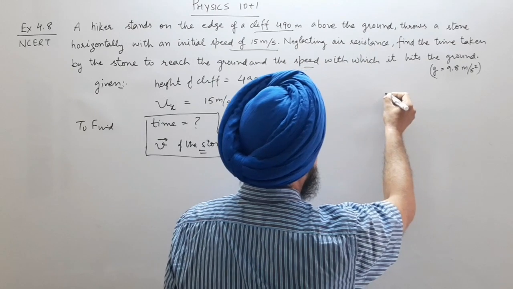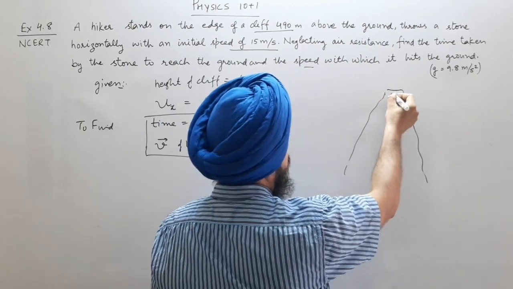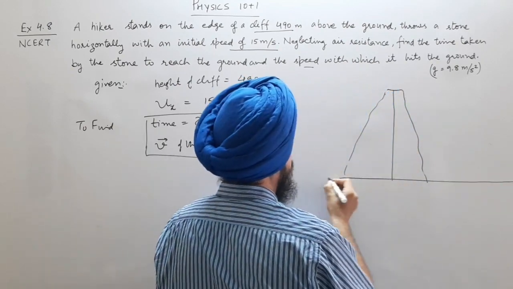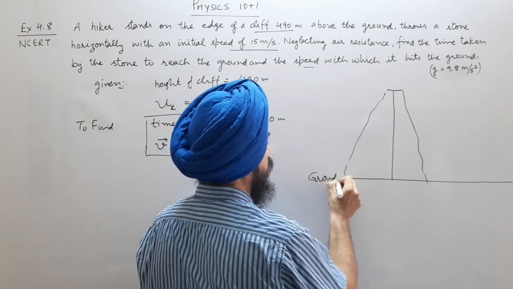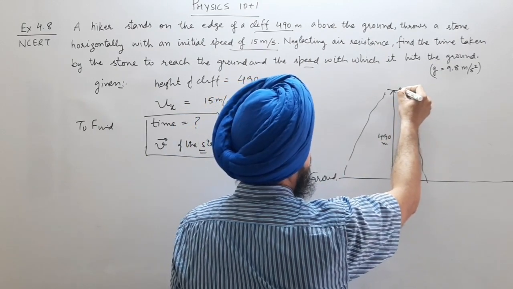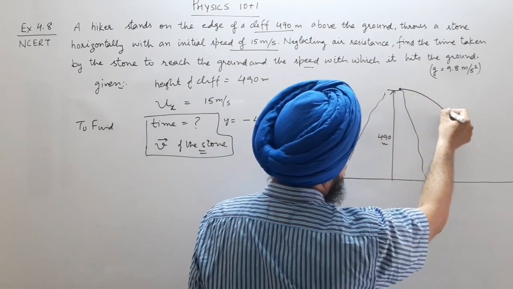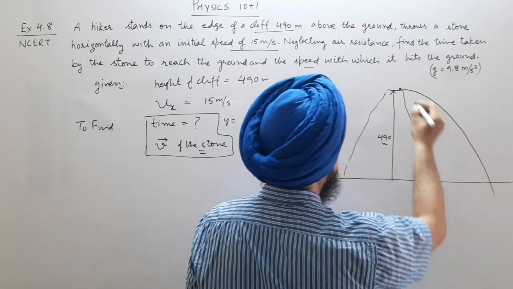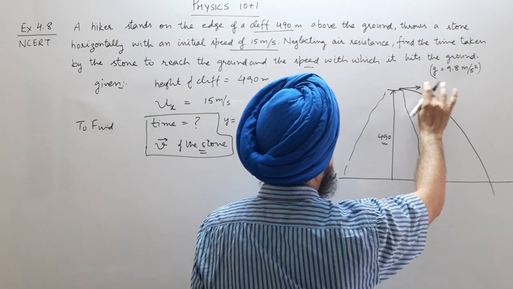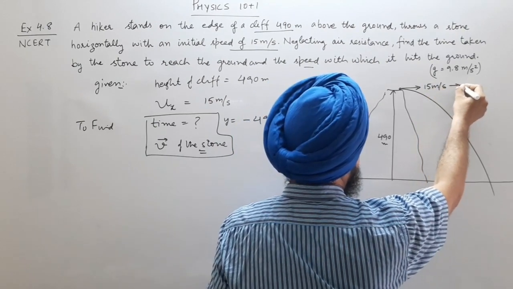Let us try to make the diagram. Suppose this is the cliff and its height is 490, and this is the ground. Here he stands and throws a stone, and suppose that the trajectory of the stone is like this. The initial velocity is given as 15 meters per second towards the x-axis.